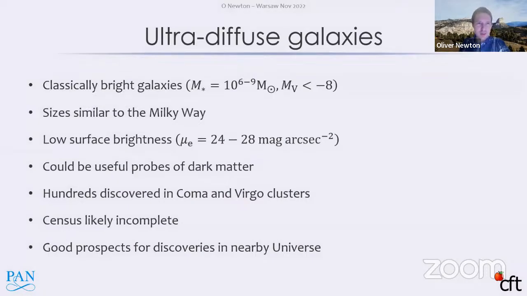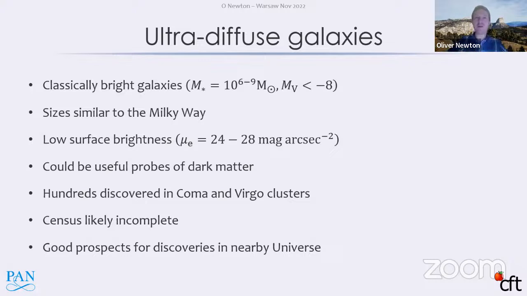So being slightly more rigorous about this, for our purposes, they are what I would call classically bright galaxies, by which I mean they have stellar masses and absolute magnitudes comparable with the classical satellite galaxies of the Milky Way. But where they differ is that their sizes are approaching those of L-star galaxies, which gives them very low surface brightness. And as I say, makes them very difficult to find.